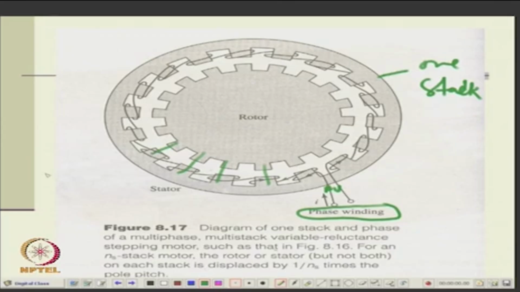Now, in this case the number of stator poles will be the same as the number of rotor poles. Is it clear? Okay. But there is only one coil here, which will magnetize all the ones. It is not that only one pair of poles is magnetized. Okay. So, this is different, this is called multi-stack.